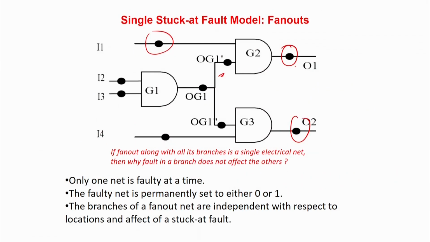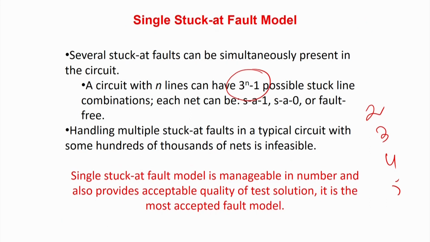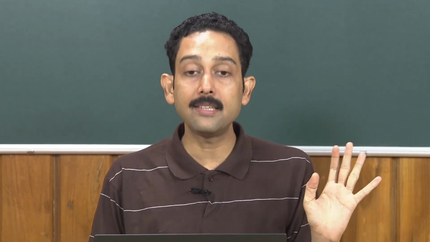Like, if I assume that any 2 lines can be stuck at 0 or stuck at 1 together, the number of combinations is: these 2 will be a combination, these 2 will be a combination, and so forth. A huge number of such combinations will come up. Then you can also think of 3 lines being stuck at 1 or stuck at 0 at a time. Then the number of such faults will be very, very large, and it is 2 to the power n minus 1. So this is called the multiple stuck-at fault model. Due to the increase in this complexity, people have dropped the multiple stuck-at fault model concept.